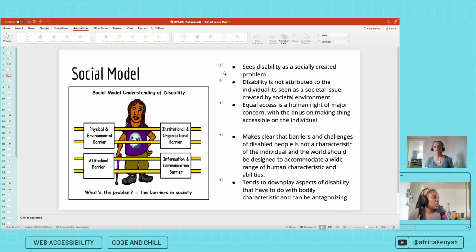All right, we're going to move on to the social model. Sorry, I've got the body of knowledge under here and I'm trying to read through it at the same time. Just listen to my lovely voice, okay? Multitasking for real.